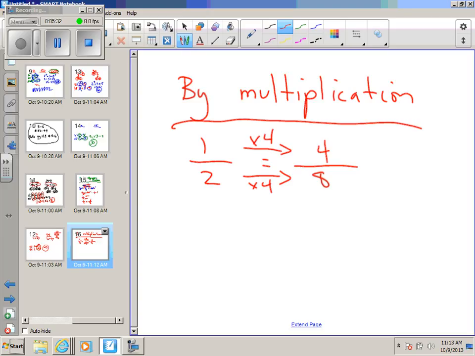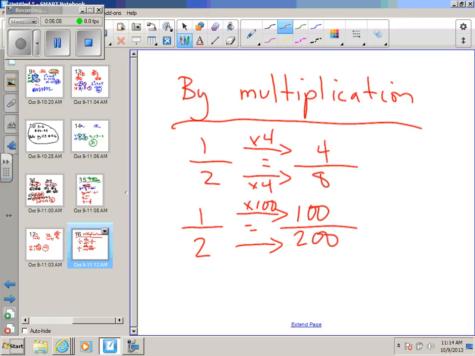So let's say I wanted to make an equivalent fraction for half, but I want to multiply numerator and denominator by 100. Can I do that? I just said I can multiply by any number I want. So 1 times 100 is, 2 times 100 is, are those equal? Yes, absolutely. So whatever you choose, you just have to make sure what you do to the top is what you do to the bottom. What you do to the numerator is what you do to the denominator.